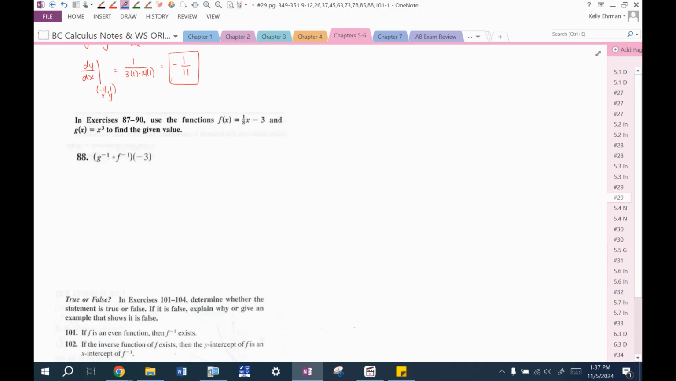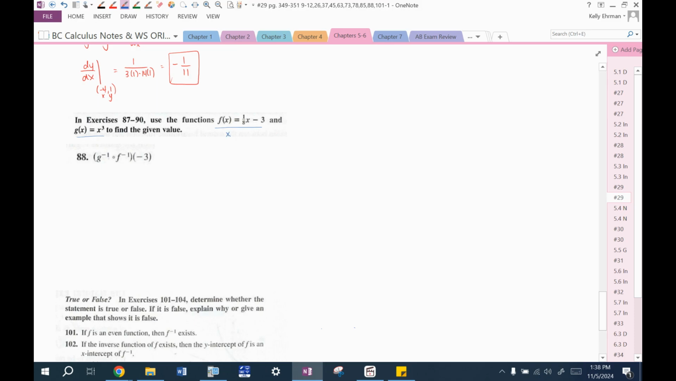Right, for the next problem, no calculus on this one. It just says use these two functions to find the given value. So this is just composition. And these are equations that we are able to switch x and y and just easily solve for. So let's go ahead and do that.